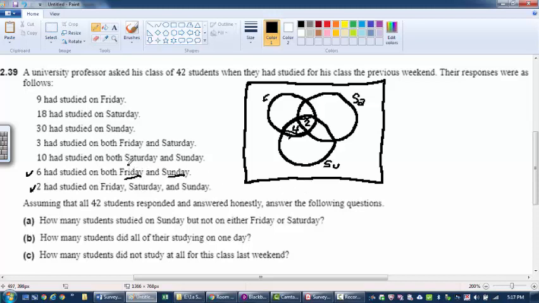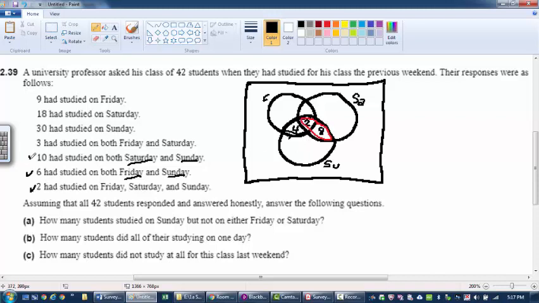This one studied on Saturday and Sunday. Maybe I can make this a different color here. So Saturday and Sunday is this region in here. We have 10 for this whole region, so we have to subtract off those 2 that studied every day. So 10 minus 2, we'd have to put a number 8 in here.